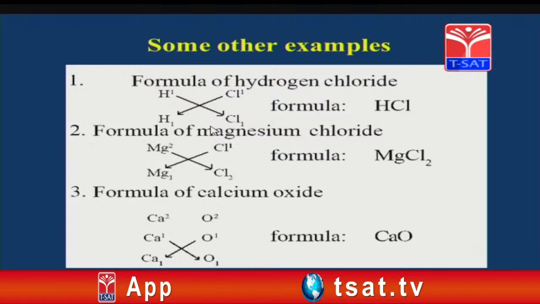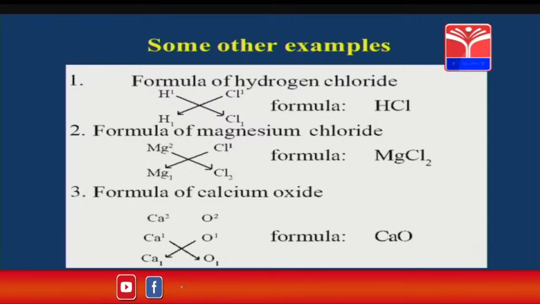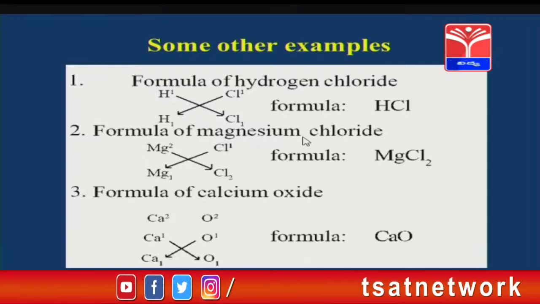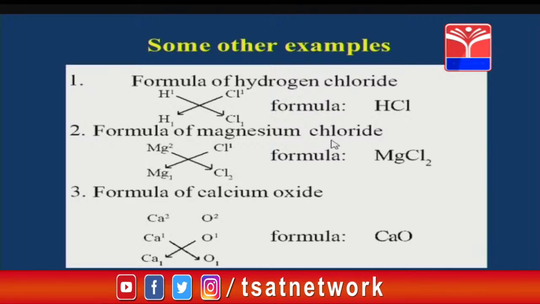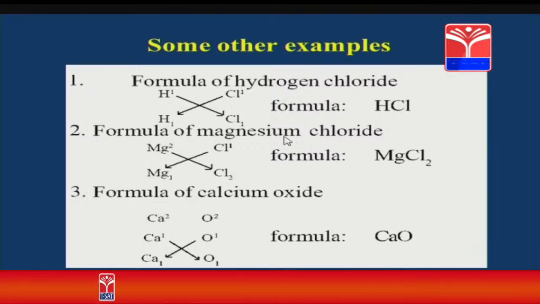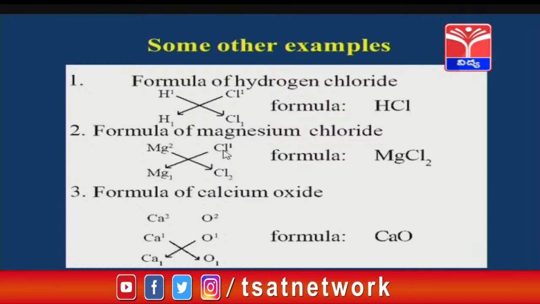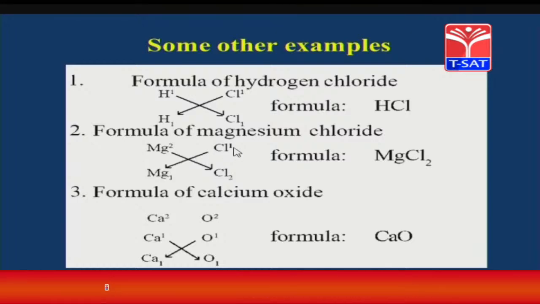And second example, formula of magnesium chloride. In magnesium chloride, two kinds of atoms are there. One is magnesium and another one is chlorine. Magnesium is a metal and chlorine is a non-metal. So, magnesium forms the cation and chlorine forms the anion. So, first we write magnesium, then chlorine. Magnesium valency is 2, so we write 2 at the top of magnesium, and Cl valency is 1, so at the top of the chlorine atom we write 1. It is the valency of chlorine. Then apply the crisscross method, and we get the formula of magnesium chloride, that is MgCl2.